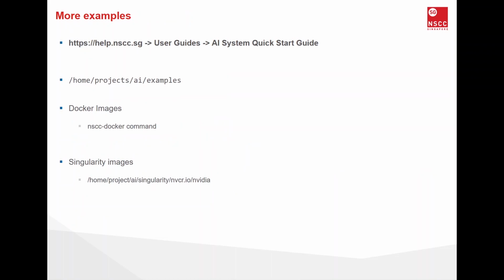Some more examples you can find in the user guides, the AI quick start guide, the AI system quick start guide, and some examples are in the /home/projects/ai/examples directory. We have Docker images which you can use with the nscc-docker command. For Singularity images, you can head over to /home/projects/ai/singularity/nvcr.io/nvidia for more images in Singularity which we have already created. In case you have a specific image which you want to pull from the cloud, please feel free to do so in your home directory.